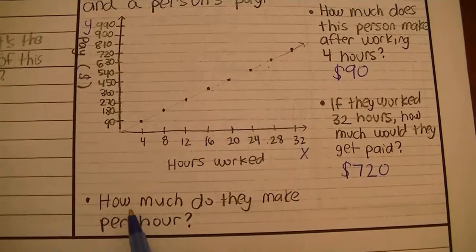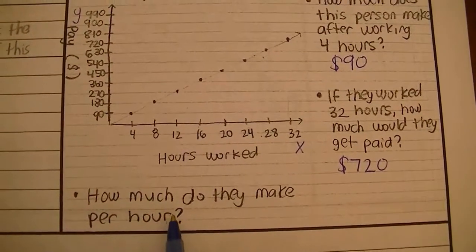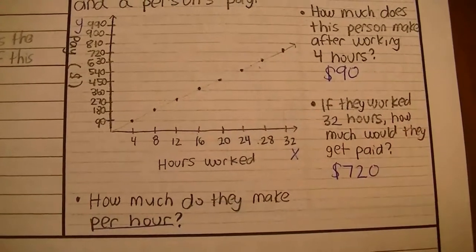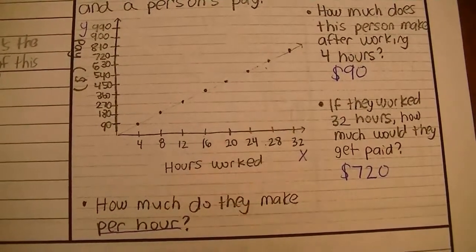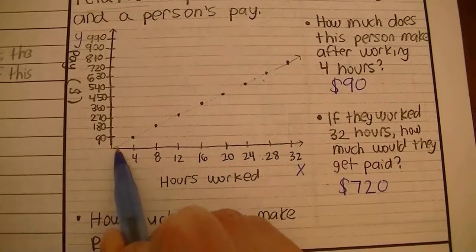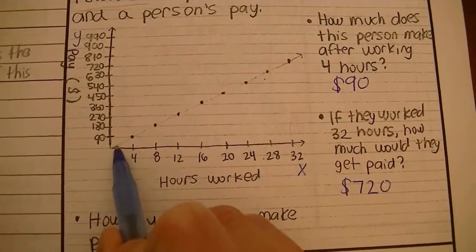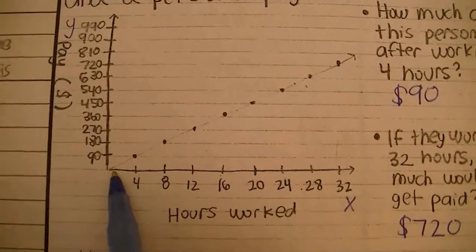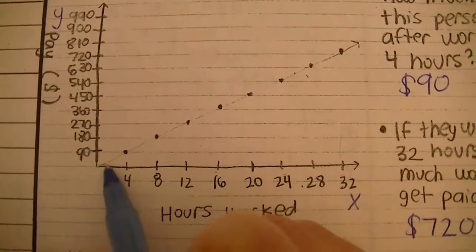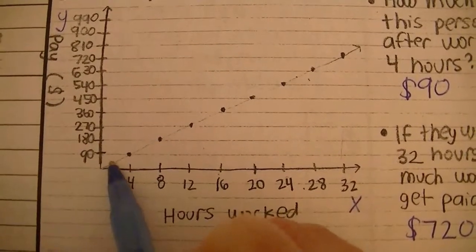This last question on the first page says, how much do they make per hour? So I see right there the words per hour imply, hey, you've got to find that unit rate. After working 1 hour, how much does that person get paid? And when I'm looking at 1 hour right here, I don't really see it very well on the graph because it's not very certain right there. I can't really take a wild guess.